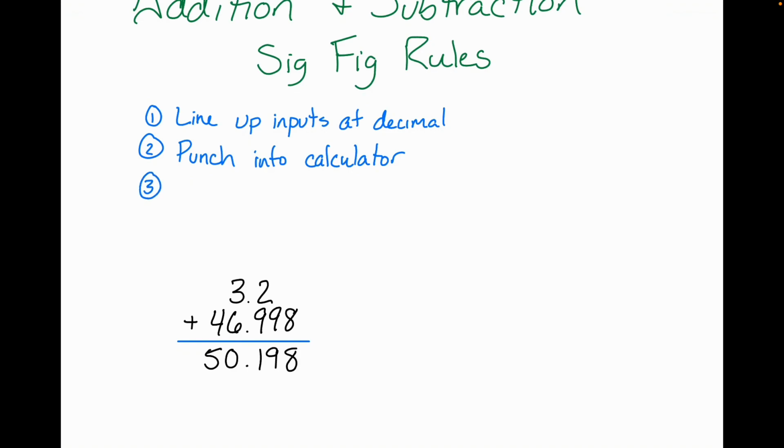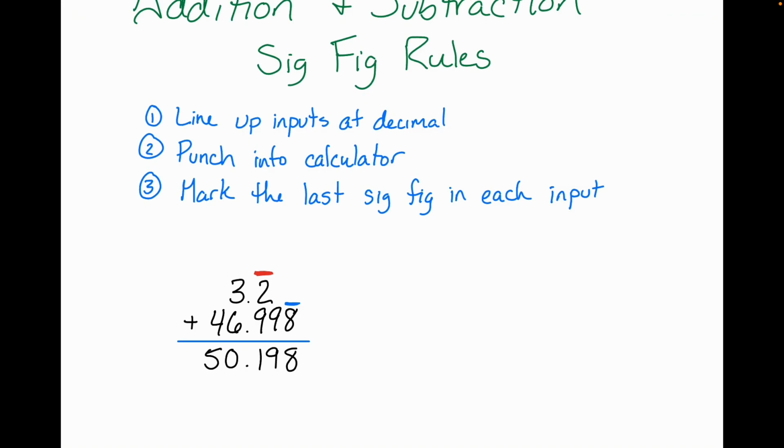Okay, now I'm going to mark the last sig fig in each of these inputs. All right, so for the 3.2, my last sig fig is that 2. For the 46.998, that's got a bunch more sig figs, right? So the last one in that number is the 8. Okay? Whichever position is further to the left.